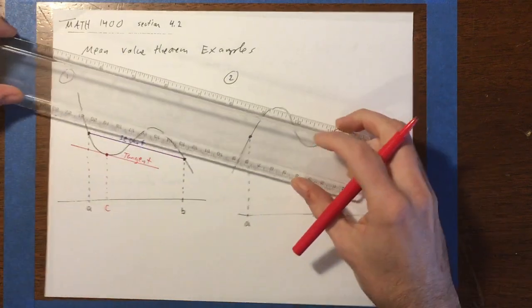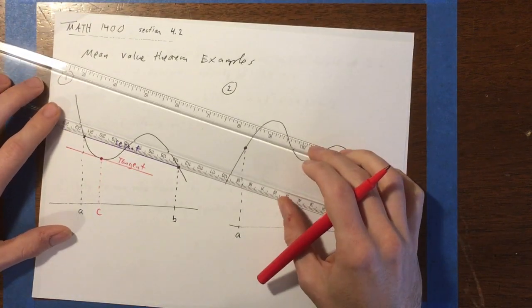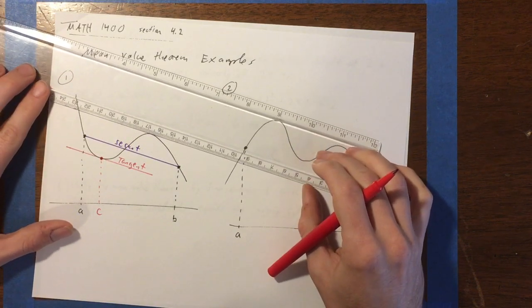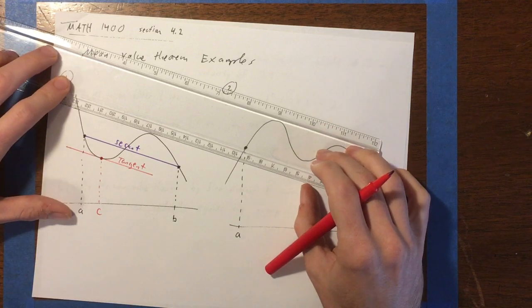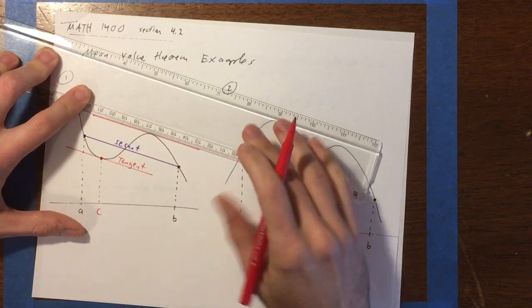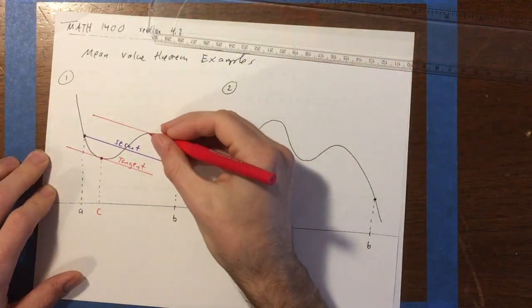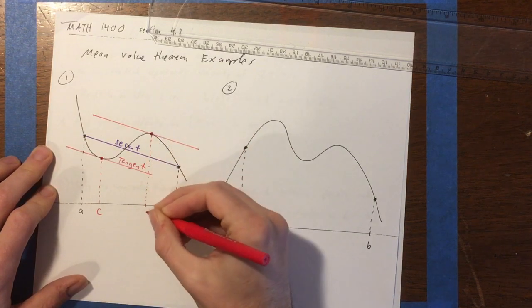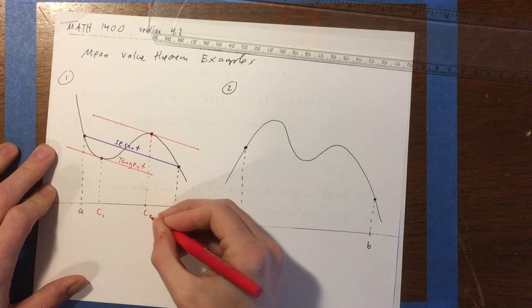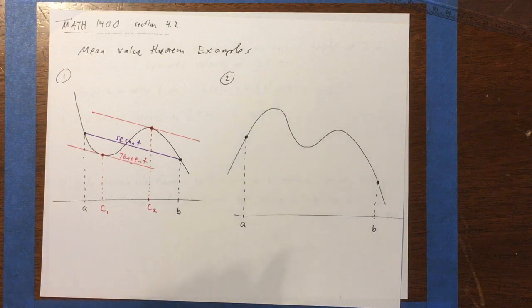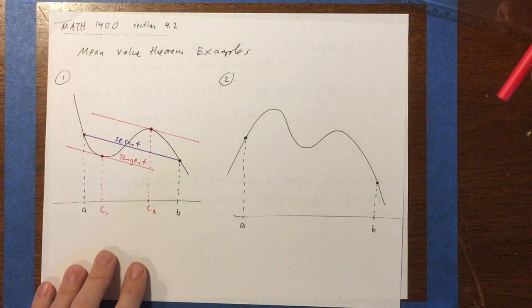There's another one though. Sometimes this can happen in more than one place. If I move my ruler the other direction, we will find another point right up here, right about there, where I can make a line parallel to the secant line, and it's tangent to my curve at this point. So that x value is another value C. I'll call this C1, and this will be C2. So here we have two possible values in the interval that satisfy the mean value theorem, two points where the instantaneous rate of change is the same.